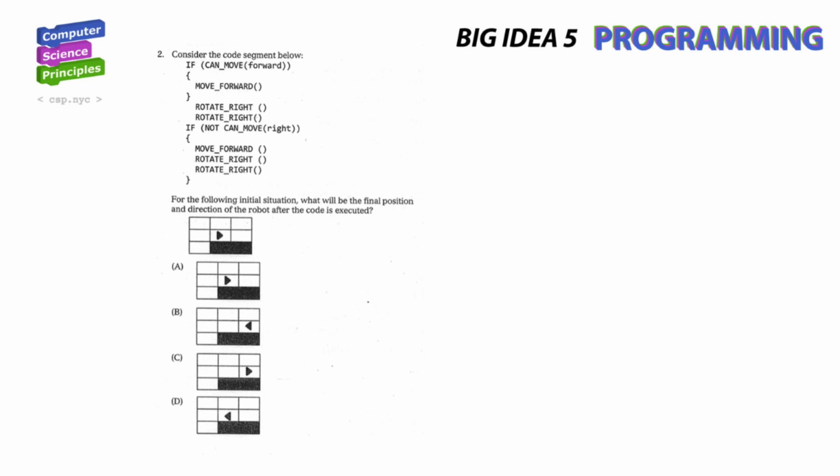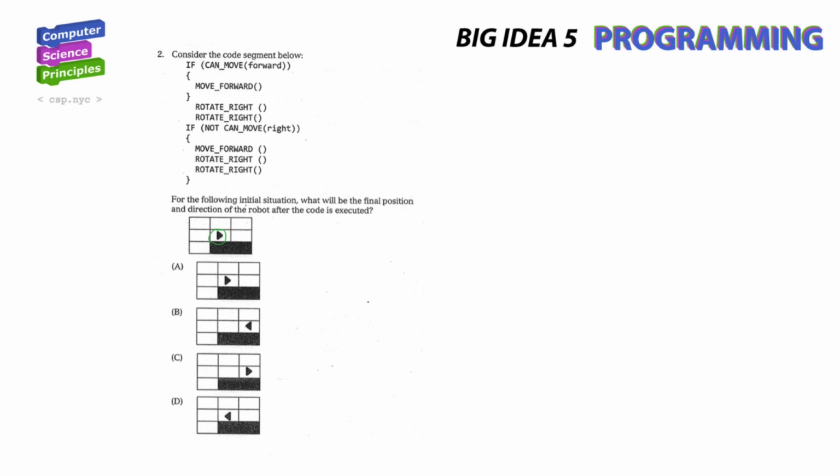Okay, here's number 2. Okay, so in this question we're told to consider if can move forward, then move forward. And then after that if statement, we need to rotate right. So that's pretty much doing a 180 turn. And then if not can move right, then move forward, then rotate right. So it says for the following initial situation, what will be the final position and direction of the robot after the code is executed? So we see where it is right now.